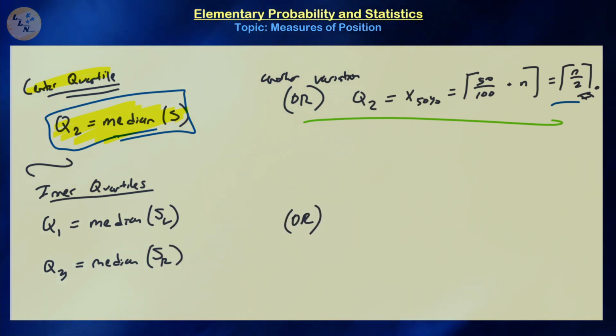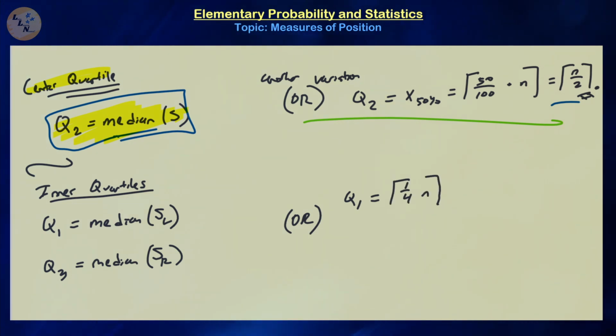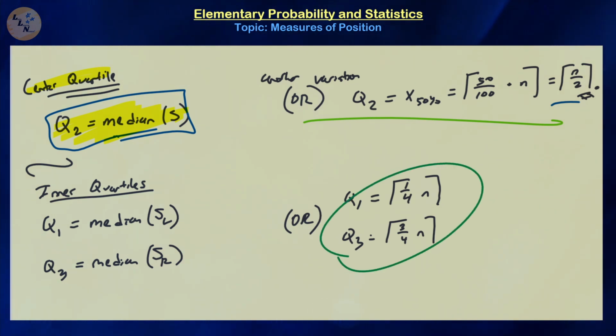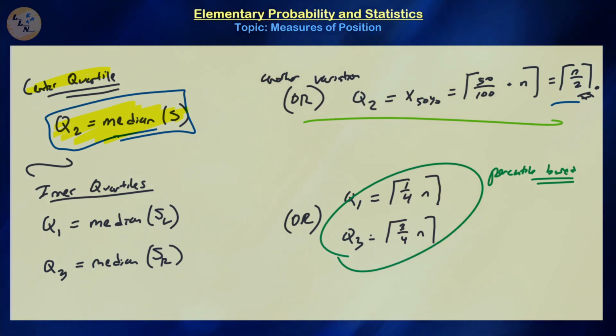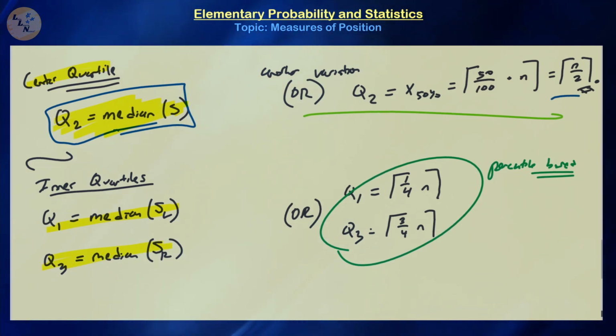But there is, of course, the alternative using percentiles. You could define Q1 to be equal to the 25th percentile, so that's going to be 1/4 of n, and Q3 is going to be equal to the 75th percentile, or 3/4 of n. So these are the percentile-based versions of quartiles or inner quartiles. But again, most of the time, when you see textbooks, at least in the present day, they usually use medians or a median-based approach for inner quartiles.